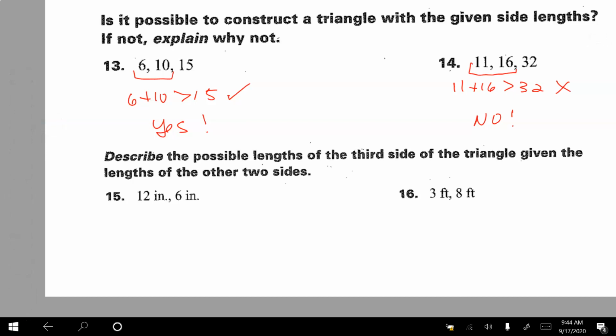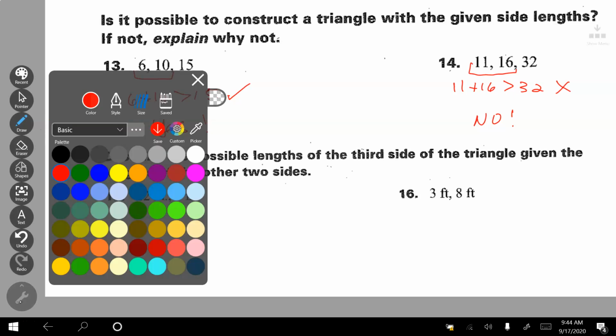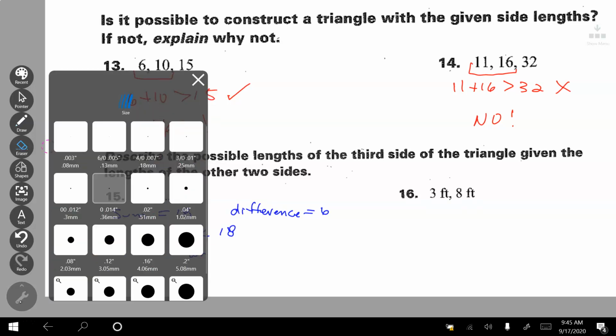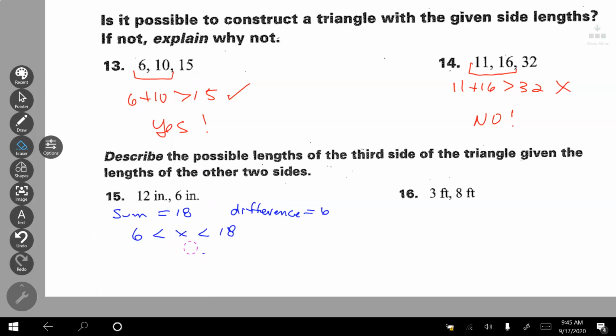So what could I have? I give you two sides. What are my possible lengths I could have? Well, what I could do is, let's do the sum, which is 18. Let's do the difference, which is 6. So my value for this missing side has to be between these two. Any value in between 6 and 18 would work. So I could have x equals 8, x equals 15. That could be the third side of that triangle.